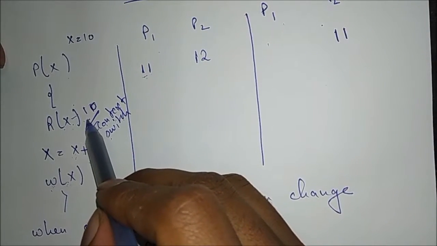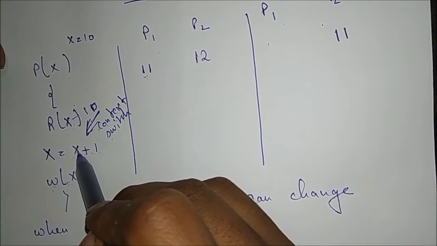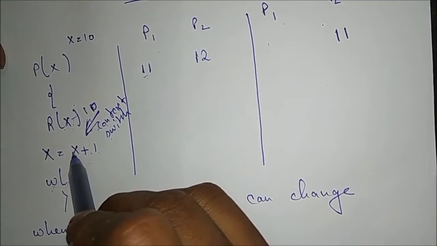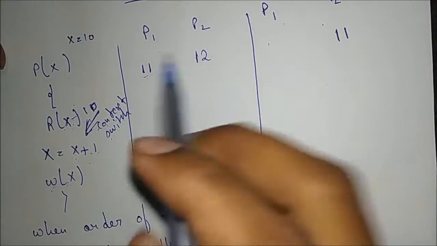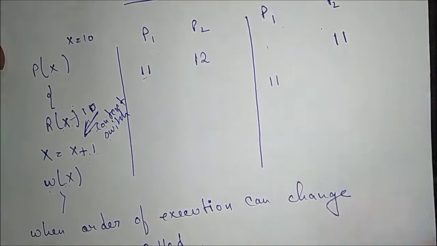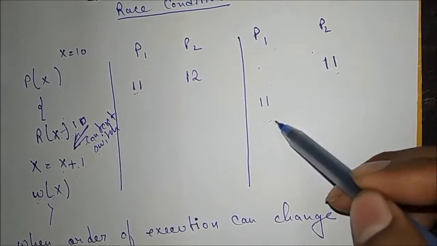Now when P1 comes, P1 reads the value 10. Try to understand, the value is 10. Now 10 plus 1, what do we get? We get 11 only. Now write x means we print the value 11 only. Now see, P1 and P2 have the same value 11.